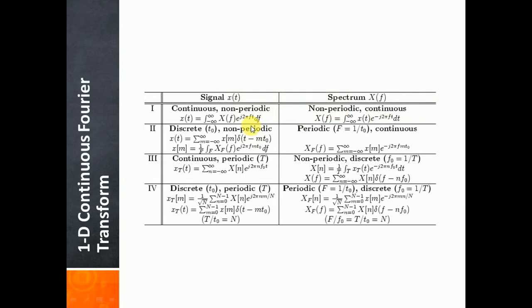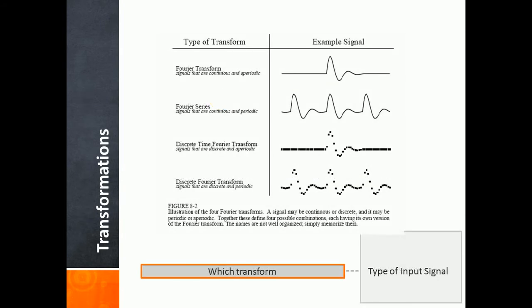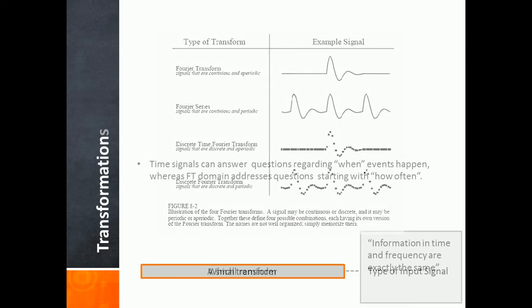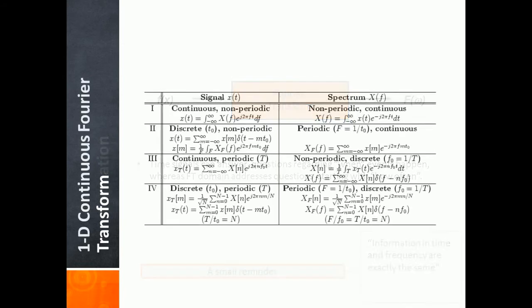Now, this is a repetition of the same thing that we discussed 2 slides before. In fact, this is an extension of the discussion on this slide. And here what we are doing is showing you how the transformations look. So the signal is continuous and non-periodic. You can see here it's an integration, and this is the signal x of t. This is the Fourier transform x of f, and you have an integration over here.